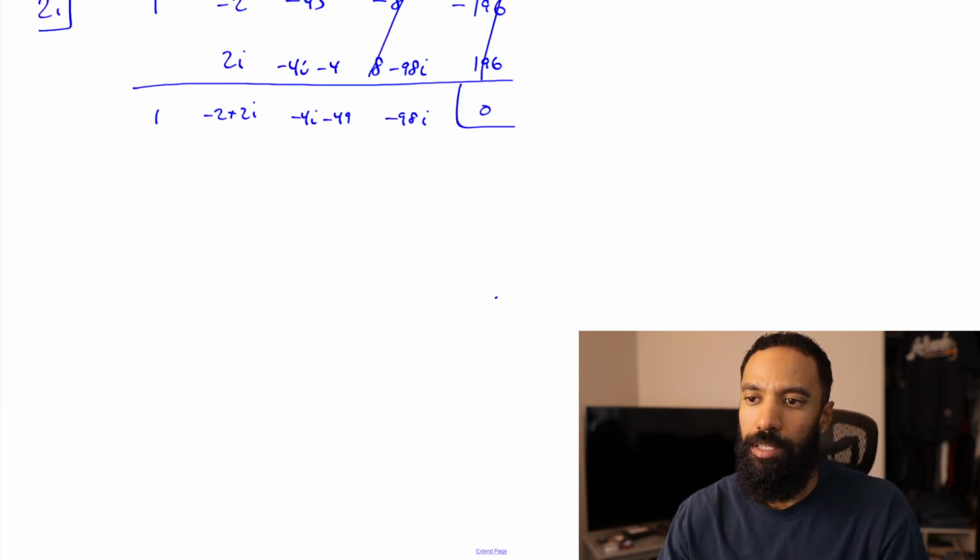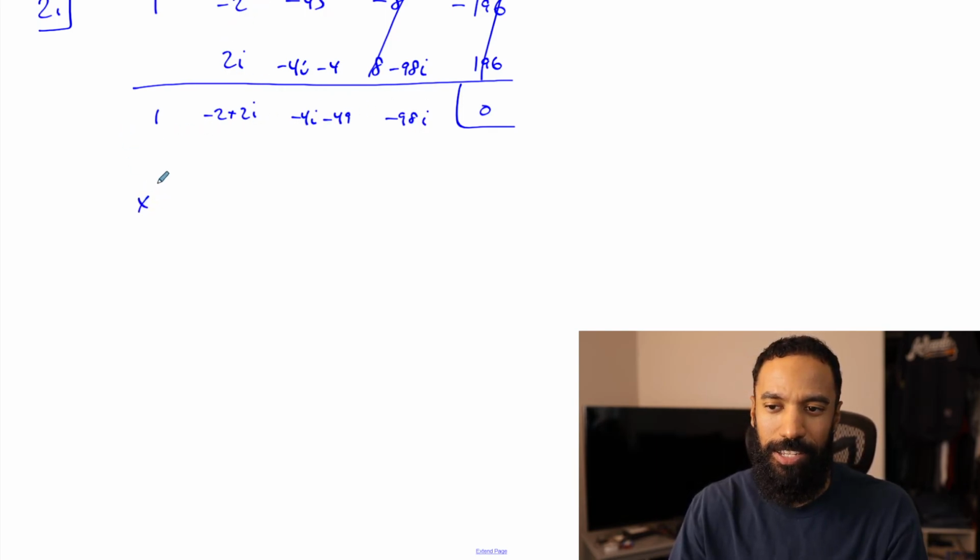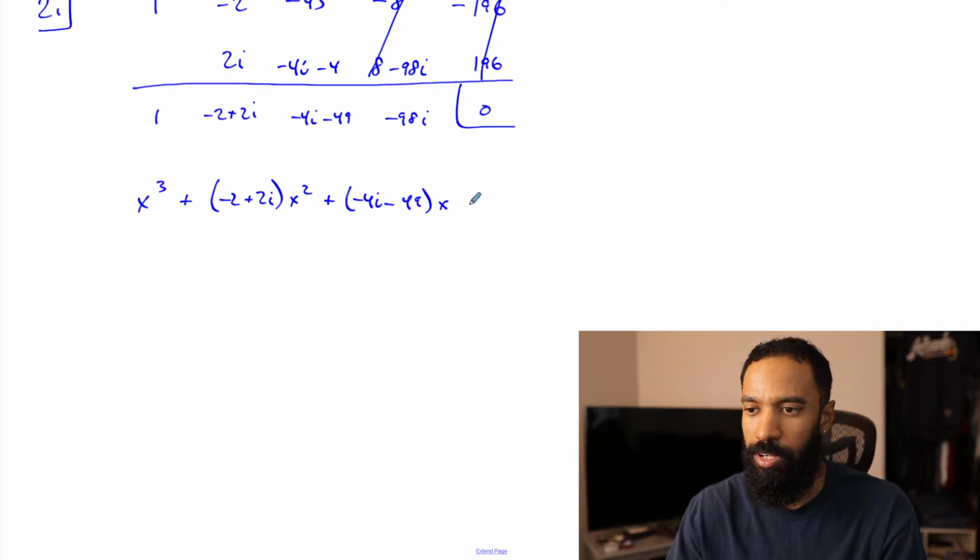Now, this part doesn't matter here, but what this is now is x cubed, plus negative 2 plus 2i times x squared, plus negative 4i minus 49 times x. Generally, you'd write the real term first, but that doesn't matter. Then minus 98i, and that's your imaginary constant.